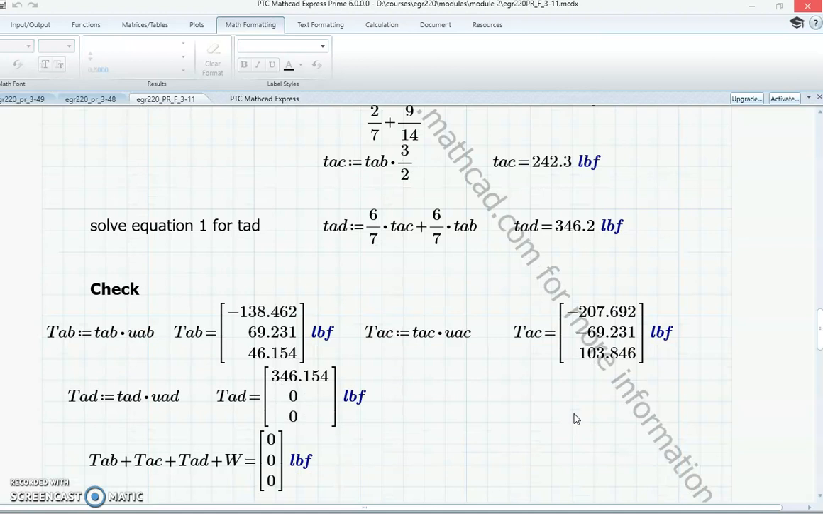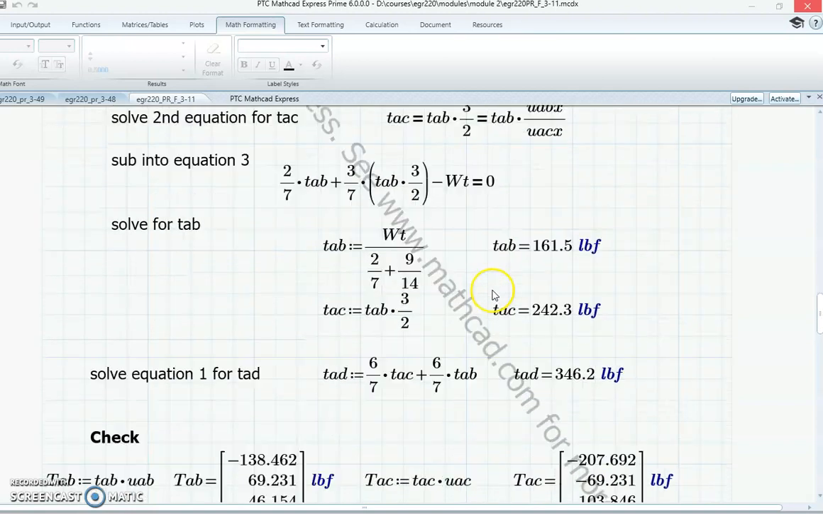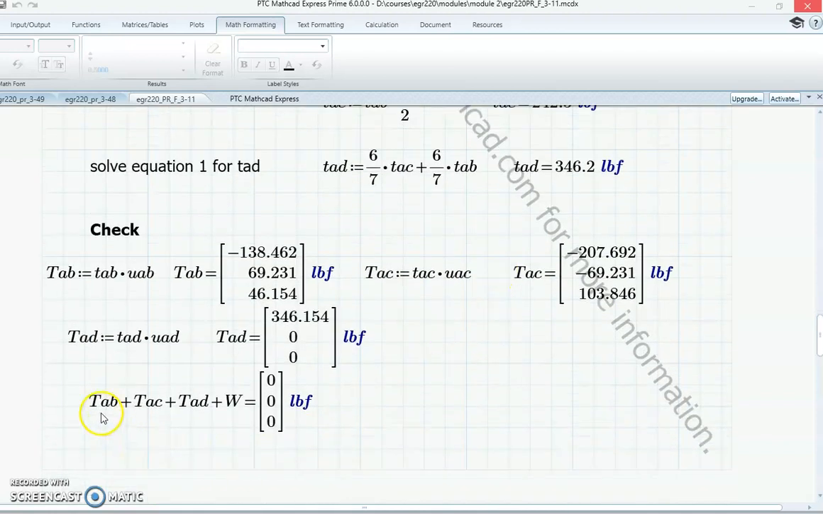Now to do a check, what I'm going to do is put them all into their vectors. So TAB is TAB UAB, so it's that. TAC is TAC UAC, and TAD is TAD UAD. So there's my 3 vectors, and then my weight, of course, which is 0, 0, minus 150. MathCAD does vectors, so if I simply add those 4 forces, it should be 0, which it is, so that's a good check.